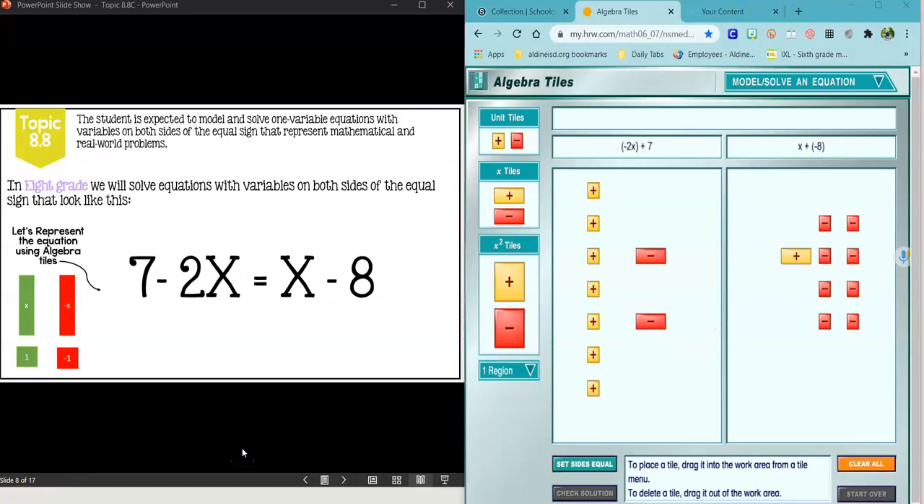All right, guys, so I got my board set up with the tiles. Again, I have 7 minus 2x, and since this is a minus 2x, I represented that with the negative 2 tiles, 2 x's, and then I have x minus 8 on this side. Again, I have my positive x, and then with this minus 8, I represented that with negative 8 tiles.